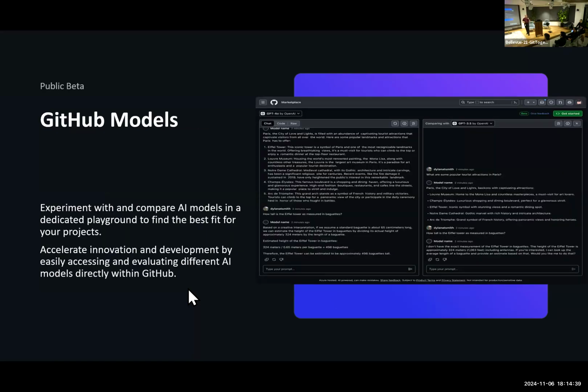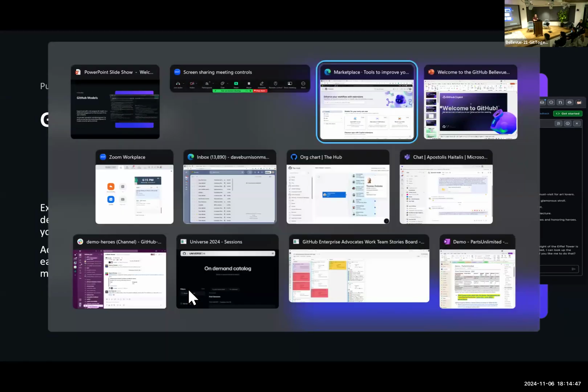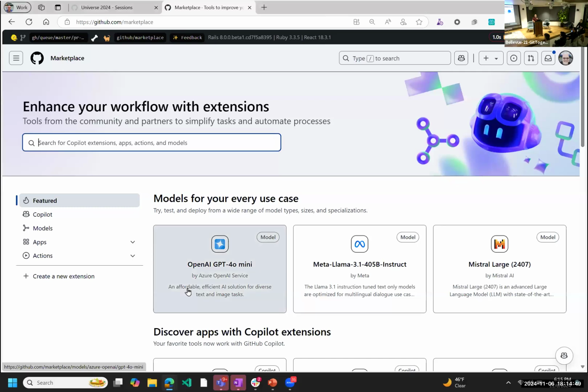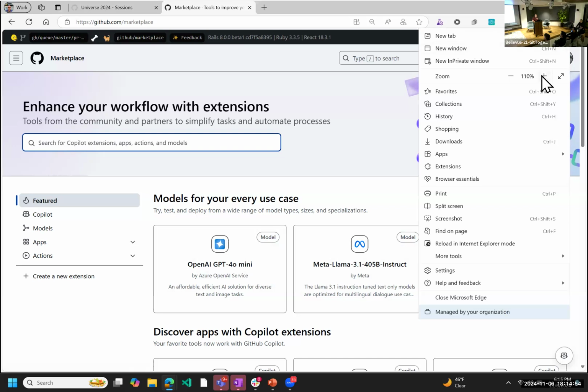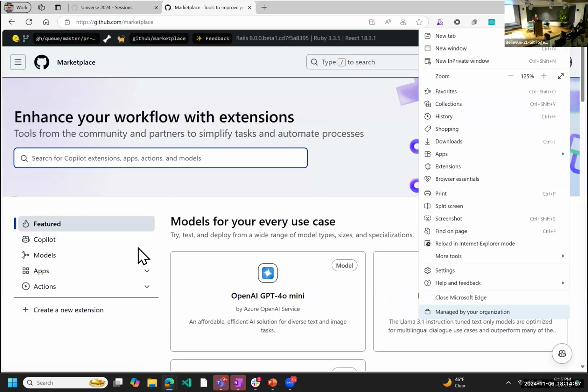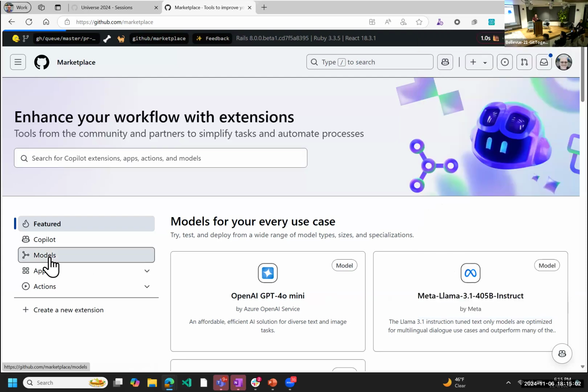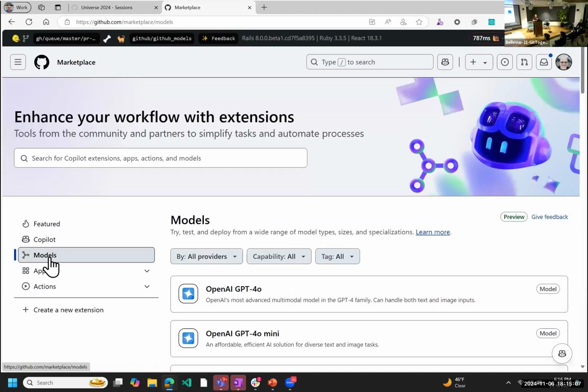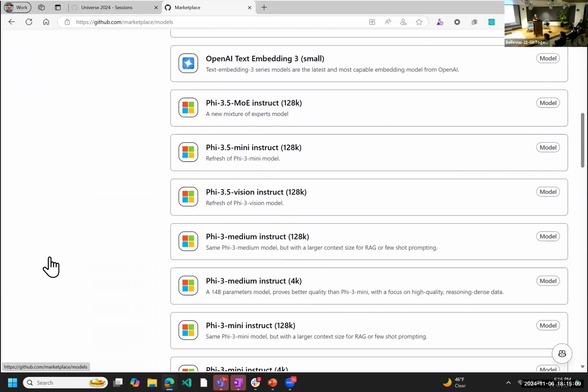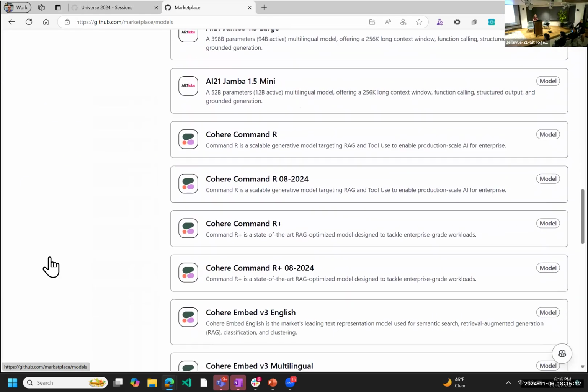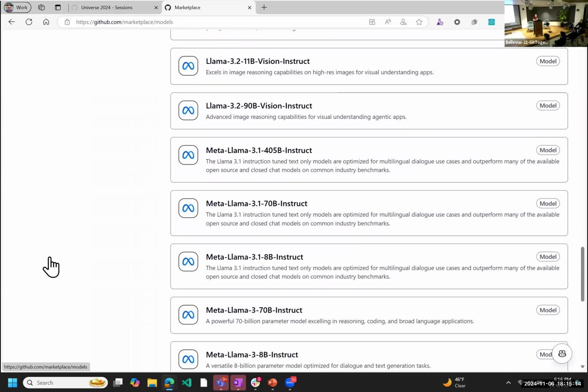GitHub Models. A couple of months ago, I gave a little presentation on GitHub Models. The key thing that has changed since then is, let me zoom this in just a little more. When I go into the marketplace, github.com/marketplace, I can go into models, and you can see we've got quite a list of models that you can play around with, whether it's ChatGPT, Llama, or Mistral.